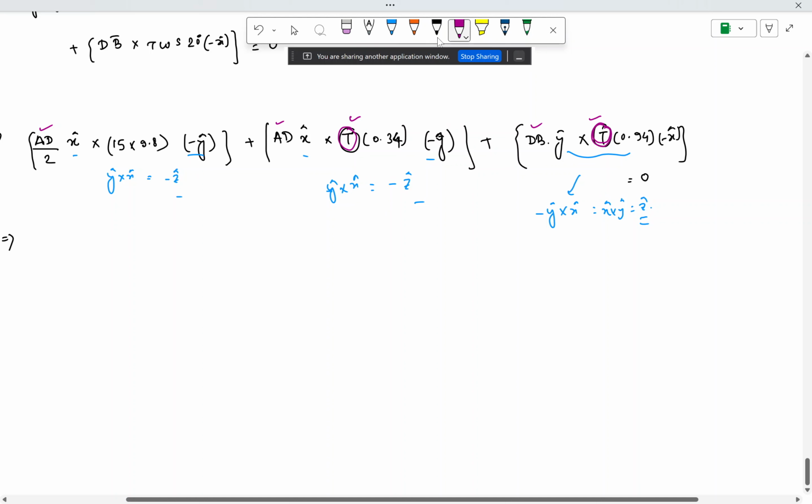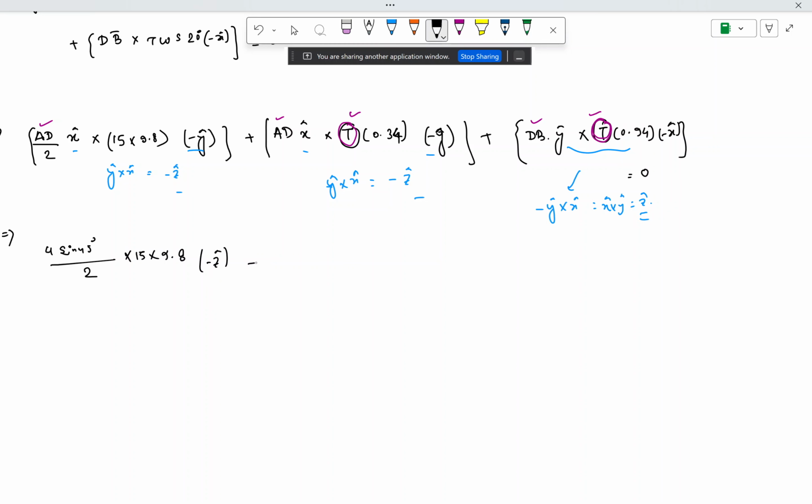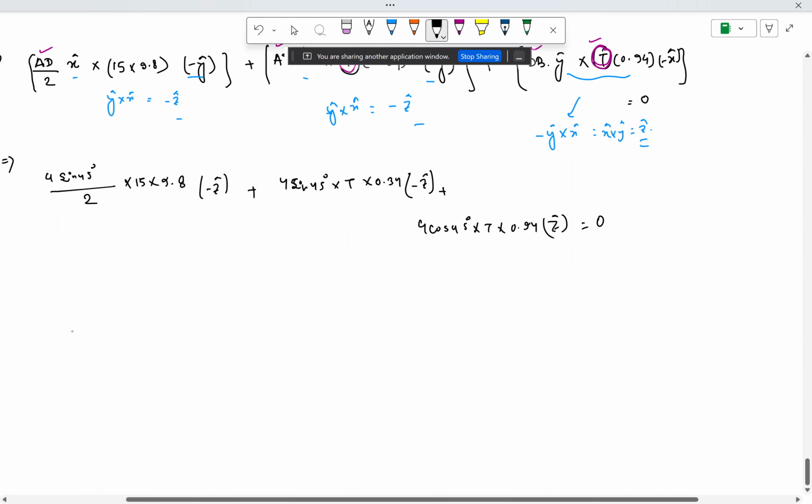So AD was 4 sine 45 degree. So this is 4 sine 45 degree by 2 into 15 into 9.8 minus z cap plus 4 sine 45 degree into t into 0.34 minus z cap plus dB is 4 cos 45 degree into t into 0.94 plus z cap equal to 0. So from here you can get that.